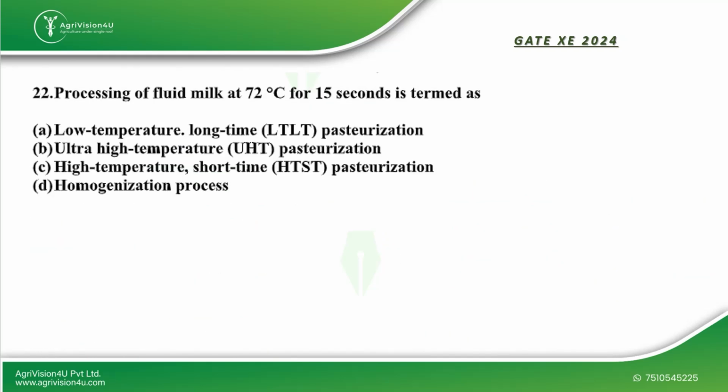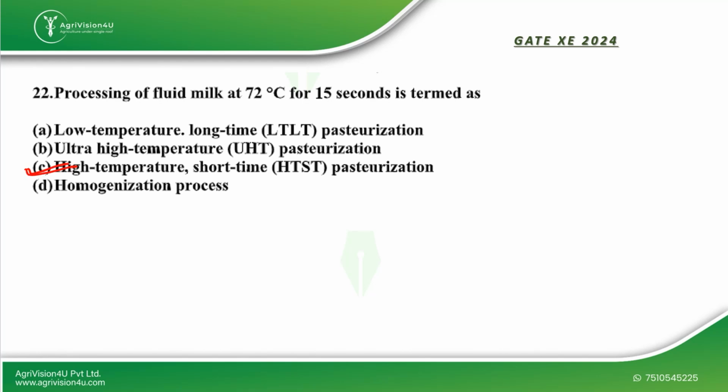Now question number 22. Processing of fluid milk at 72 degrees Celsius for 15 seconds is termed as. So options are low temperature long time, that is LTLT pasteurization, ultra high temperature, that is UHT pasteurization, or high temperature short time, that is HTST pasteurization, or D, that is homogenization process. So this 72 degrees Celsius 15 second, basically it is option number C, that is high temperature short time, HTST.